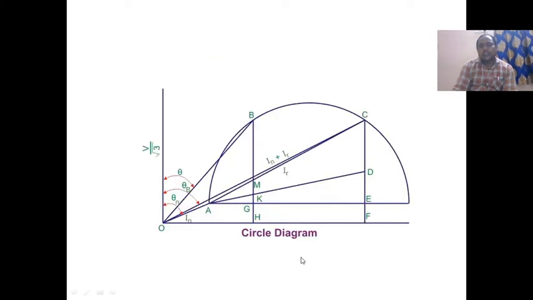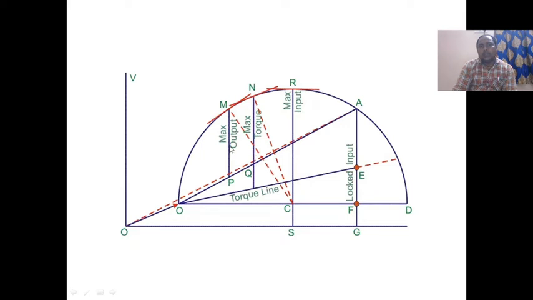So this is the circle diagram. The procedure follows stepwise. Please see the points A, B, C, D, E, F, G, H. So these are the points. Here this is the maximum output. Maximum torque is at 90 degrees. If this is the torque line, then taking 90 degrees from the torque line gives the maximum torque.